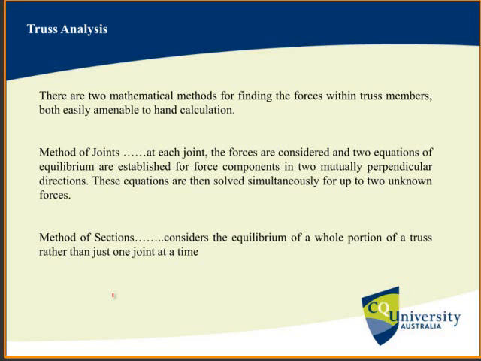So I think you remember the equations of equilibrium, that is, summation of Fx equal to 0 and summation of Fy equal to 0. So in the case of method of joints, for each joint we have to satisfy these two equations and calculate the force. The method of sections considers the equilibrium equations for a whole portion of a truss rather than just one joint at a time.